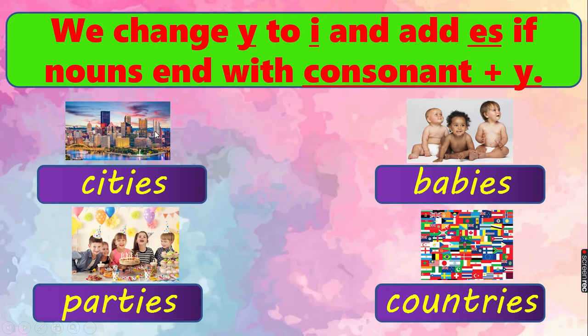These are the examples. Cities, for the word city. City, change Y to I, add ES. Cities. Babies. Baby, change Y to I and add ES. Parties. Party, change Y to I and add ES. And countries, change Y to I and add ES.